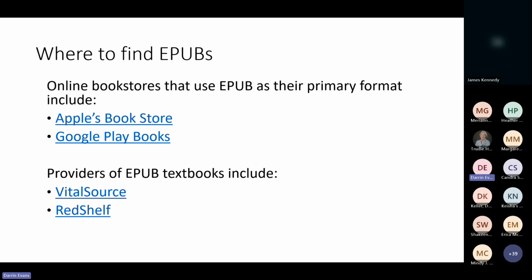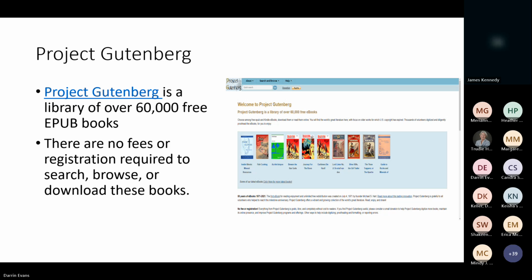And as I said, you've probably read one even if you didn't recognize it. So the online bookstores, Apple Bookstore and Google Play Books, those are EPUBs. Anything you get from the Kindle store, those are an Amazon flavor of EPUBs. And if you use VitalSource and RedShelf, they provide textbooks in the EPUB format.